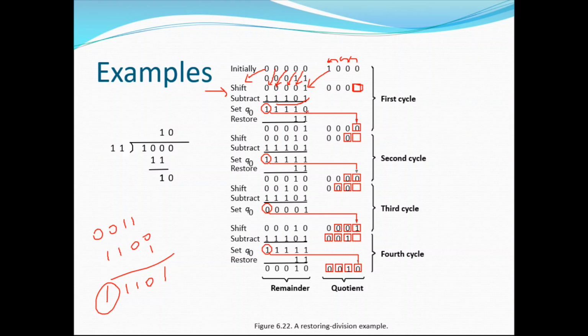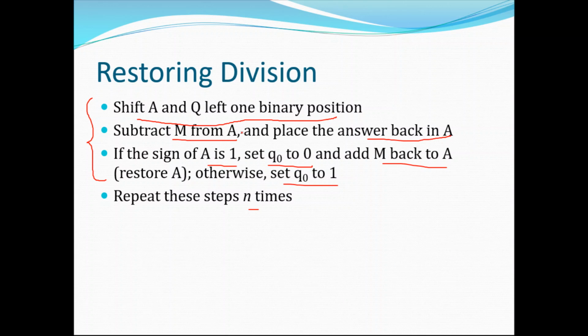1 plus 1 is 0, carry 1, 1 plus 0 is 1. 1 plus 0 is 1, 0 plus 1 is 1, 0 plus 1 is 1, 0 plus 1 is 1. So now we have done the subtraction, and the result is placed in a.